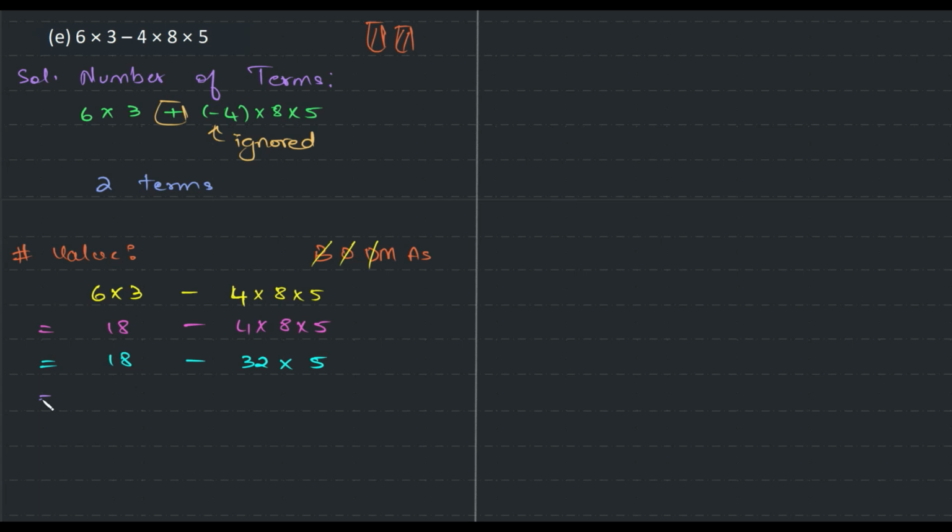And still we have multiplication. So this would be 160. Right. And then finally multiplication is done. Addition, subtraction, between that, there's no addition, just subtraction. And this will give us 18 minus 160, which is minus 142.